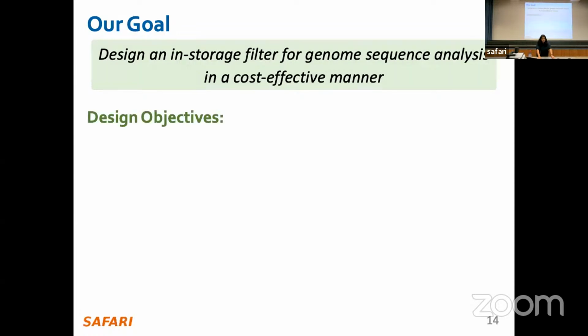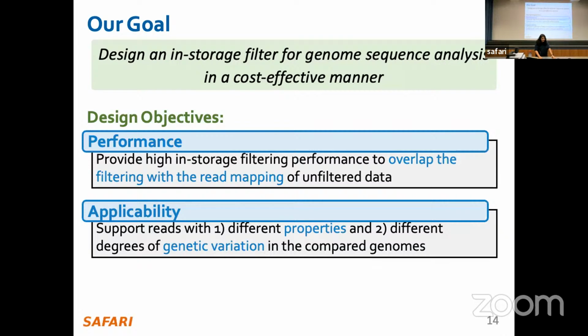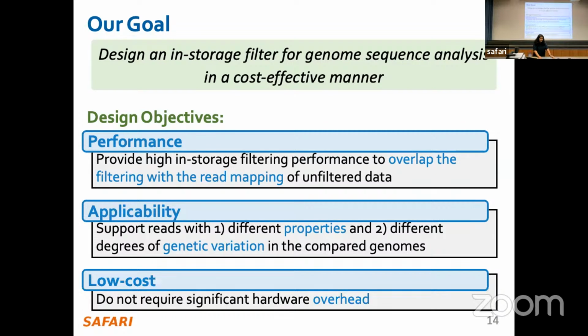So motivated by these observations, our goal is to design an in-storage filter for genome sequence analysis in a cost-effective manner. We have three key design objectives in our new system. First, the filter needs to provide high in-storage filtering performance so that when we're doing in-storage filtering inside the SSD, we can overlap the time spent on filtering with the read mapping of remaining reads happening somewhere else. Second, it should be applicable to various genomic data sets, so it should support reads with different properties and different degrees of genetic variation in the compared genomic sequences. And of course, it should incur low hardware costs.